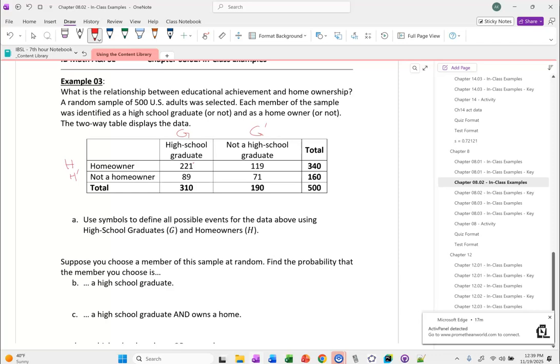Suppose you choose a member of this sample at random and find the probability that the member you choose is a high school graduate. Since it's a probability, how are we going to write this probability? Probably a fraction, right? What's this fraction going to be out of? 500. How many high school graduates do we have? 310. Everybody's good?